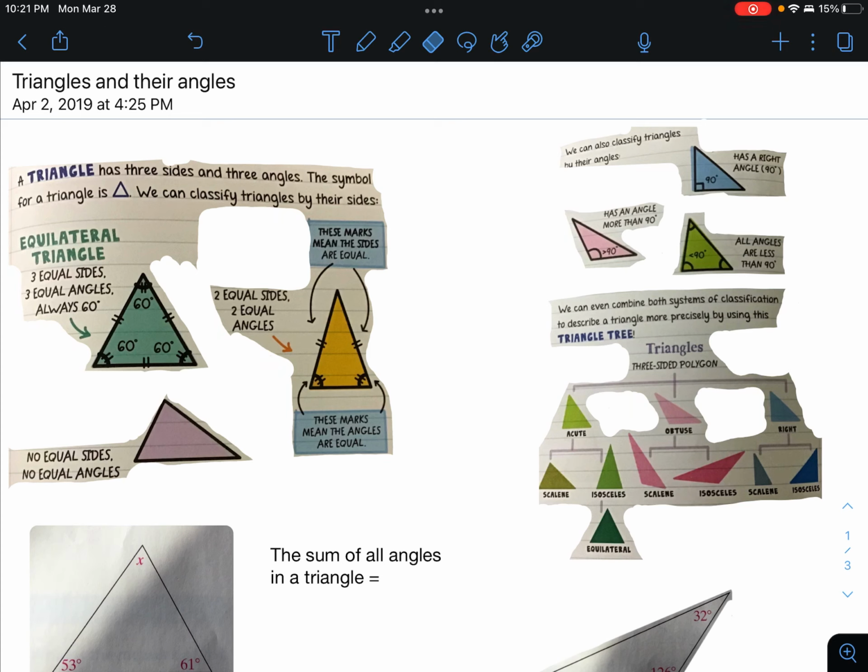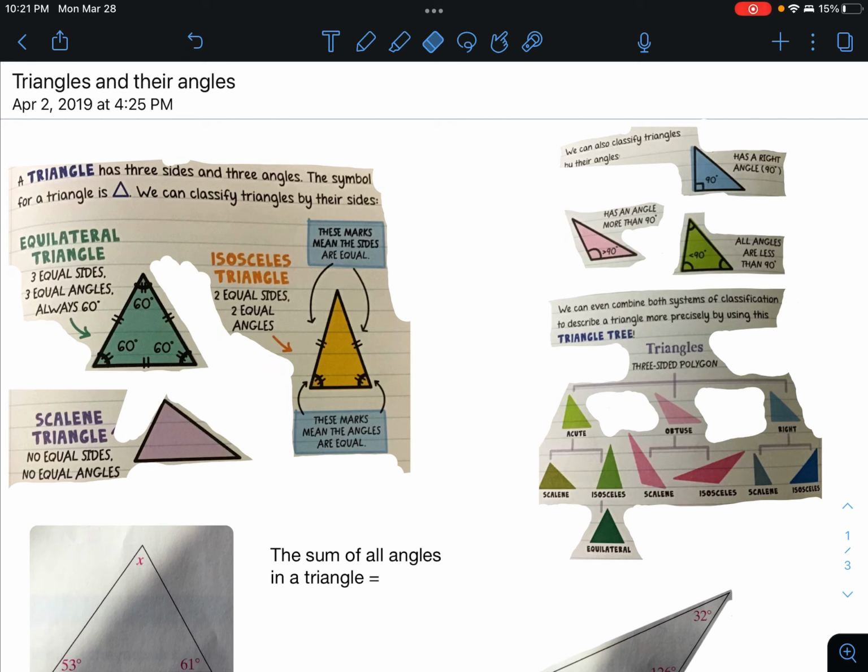Next, it has 2 equal sides, 2 equal angles. So you'll notice they put marks on the triangles, these double lines right here. That just tells us that those are the same measurement. It also does the same thing on the angles here. They're the same measurement. So this type of triangle is an isosceles triangle. It has 2 equal sides, 2 equal angles. And then the third one, no equal sides, no equal angles. That is called a scalene triangle.